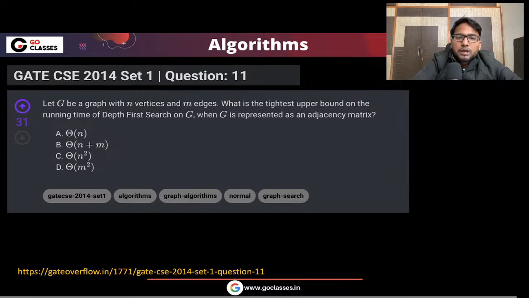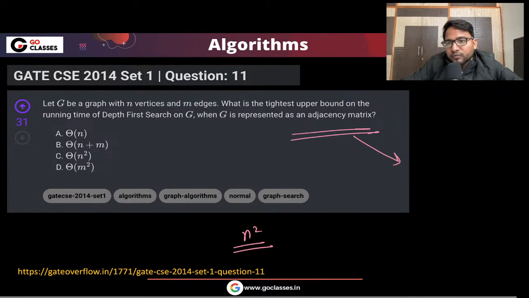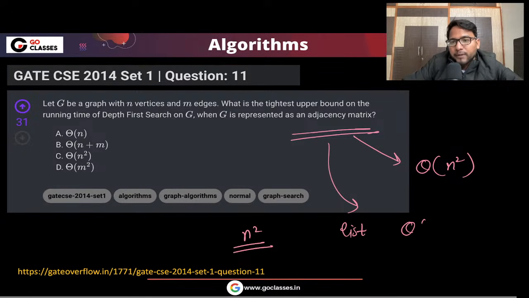Now let's see what this question is saying. This is a GATE 2014 question. G is a graph with n vertices and m edges. What is the tightest bound on the running time if you are using an adjacency matrix? If n is the number of vertices and m is the number of edges, I think n square, right? If you are using an adjacency matrix, then theta of n square. In case of a list, it is m plus n, or V plus E.